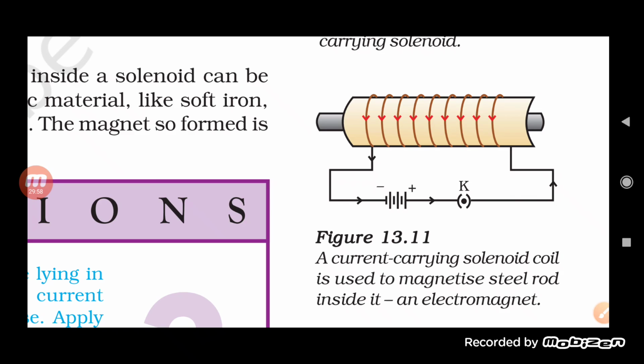Electromagnets are used for many things, students. One of the things that you have studied is magnetic separation, where we use the electromagnet to separate magnetic material from a heap of garbage. Okay, so this is the magnetic field due to current in a solenoid.